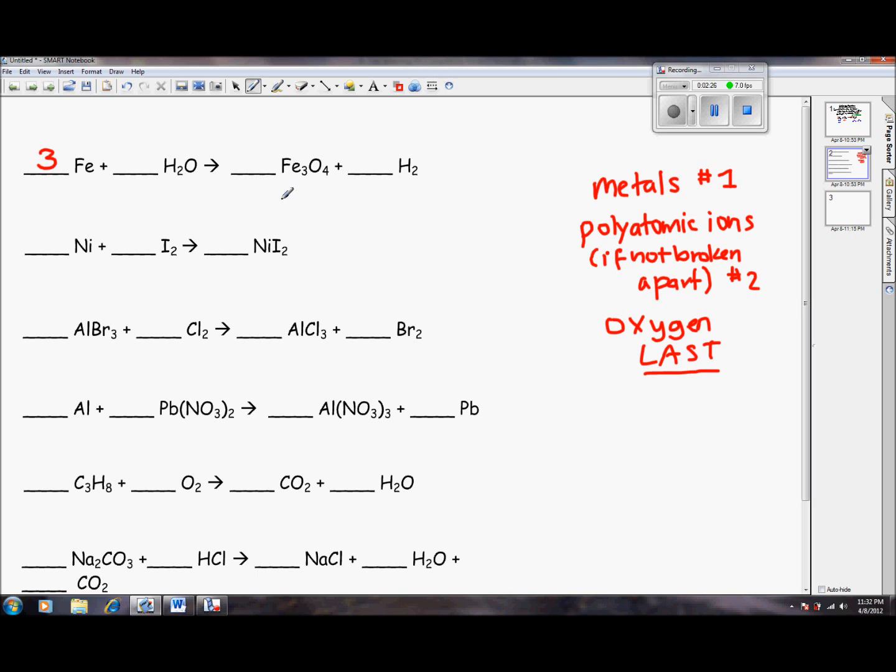Okay, so now it's time to balance the O. On the left side, there's no number here, so there's 1 O. On the right side, there's a 4. So now I need to make this 4 by putting a 4 here. So now it's 4 times 1.